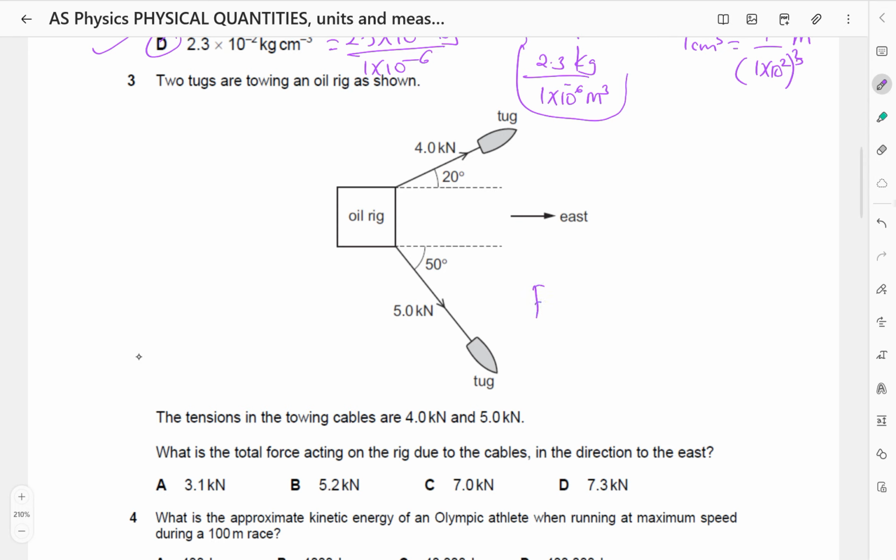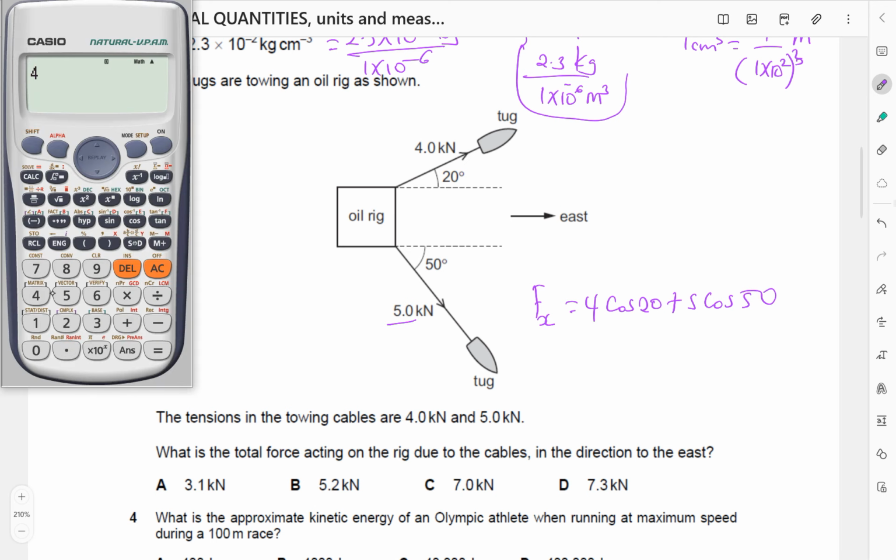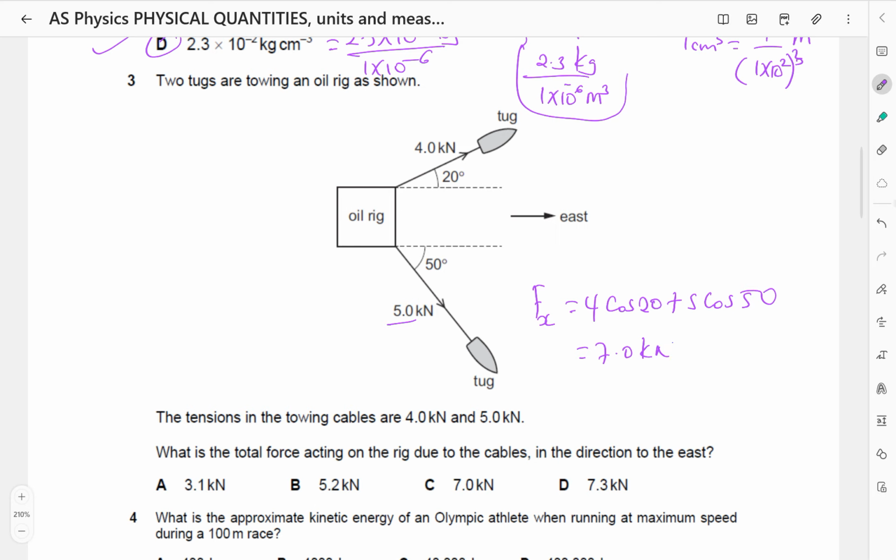So the total force to the east is going to be resolving 4 in the horizontal, that will be 4 cos of 20, plus resolving 5 to the horizontal, that will be 5 cos of 50. So this is 4 cos 20 plus 5 cos 50. That gives us 6.9, which is approximately 7.0 kilonewtons. So our answer is going to be C.